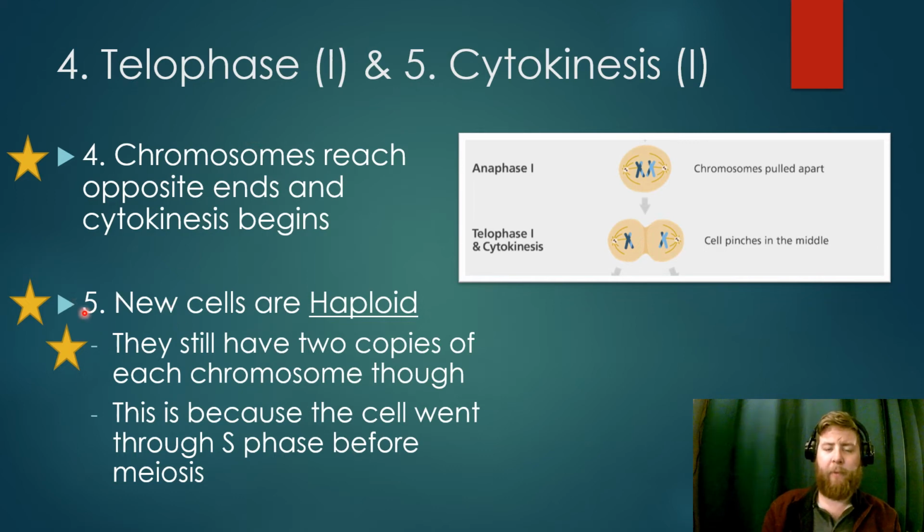And for cytokinesis, it's important to note that these cells are haploid. They have 2 copies of each chromosome, but they don't have both homologous chromosomes. So this is just the mom chromosome on this side, and this is just the dad chromosome on this side. There's 2 copies of them, but for chromosome number 2, let's say this is chromosome 2 that we're talking about, now each cell only has 1 copy of it. That means that it's haploid. And this is all because of that cell going through the S phase before meiosis to double up these chromosomes so that we can have this structure here.